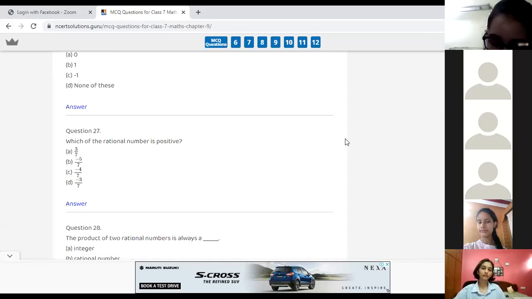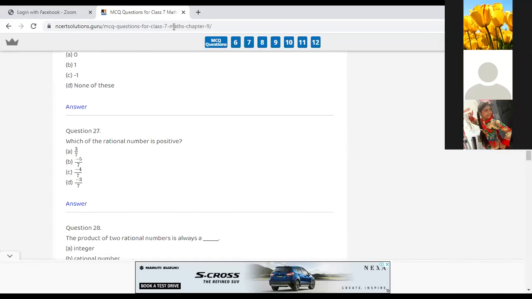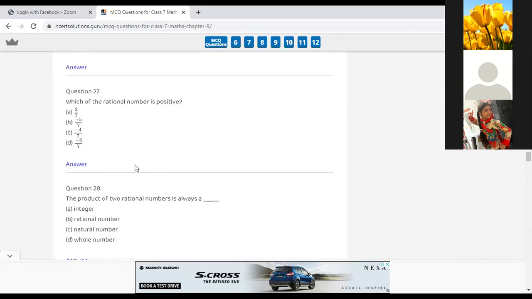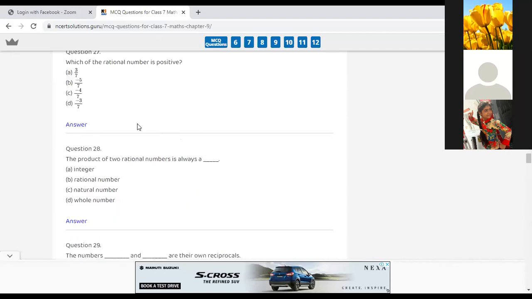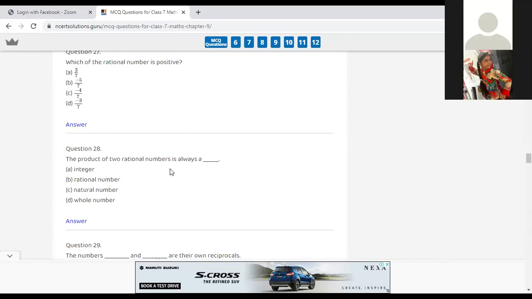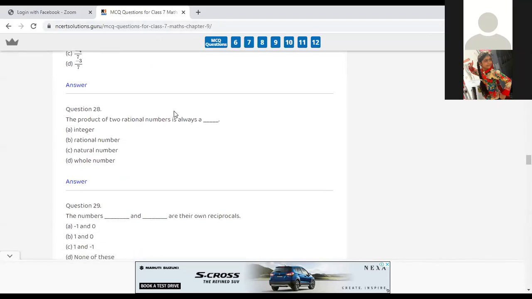Ma'am, A option. Who is this? Ma'am, Vaibhav. Yes, Vaibhav. Okay, answer the next question also. The product of two rational numbers is always... Take any two rational numbers and see what answer comes: integer, rational, natural or whole number? Ma'am, rational. Yes. The product of two rational numbers is always rational.